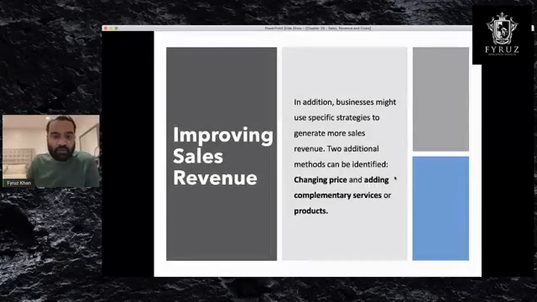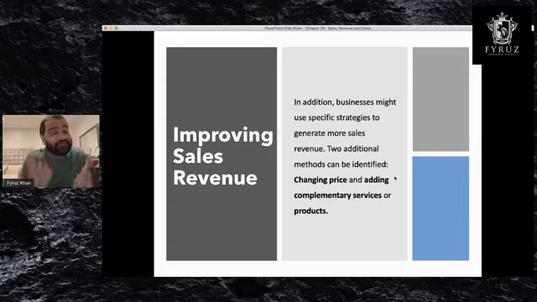Right, let's go ahead. Now, in addition, if you want to improve sales, there are also two more ways that we're going to talk about in this class. Number one is changing price. Number two, adding complementary services. Let's not talk about adding complementary services. Let's talk about changing price.